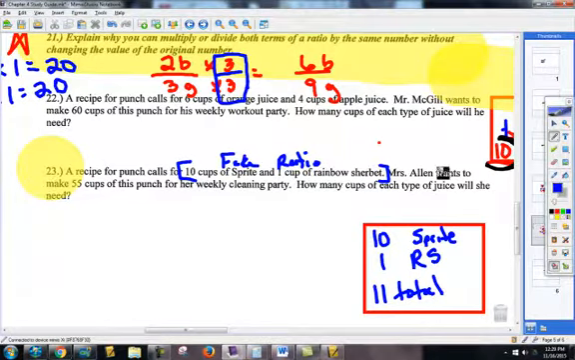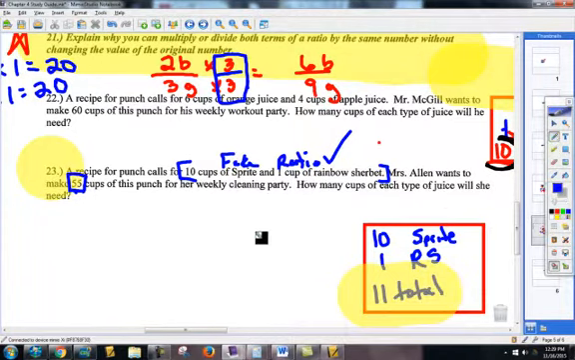Okay? Well, Mrs. Allen wants to make 55 cups of this punch for her weekly cleaning party. Sounds like fun. Okay? So she wants to make 55 cups. She doesn't want to make her original 11 cup recipe, does she? Because it's not going to be enough. She's obviously going to have people at her house. So what did she do to her recipe, to this number right here? What did she do to it?